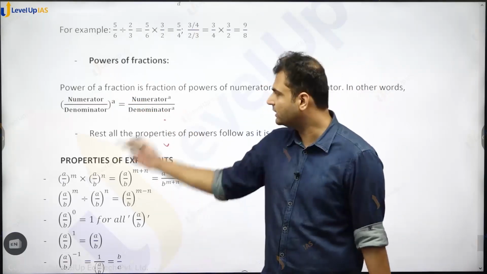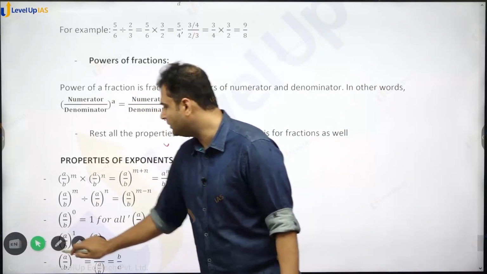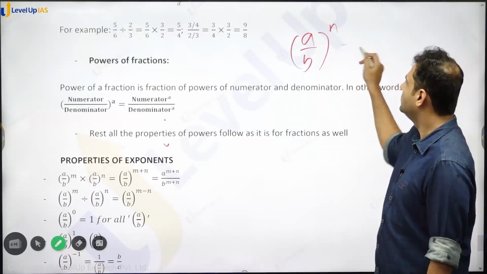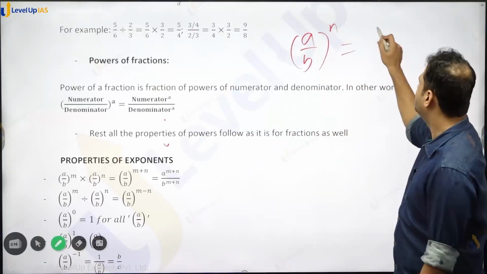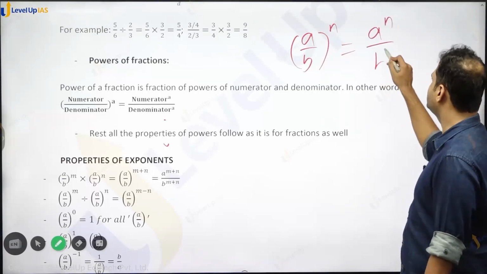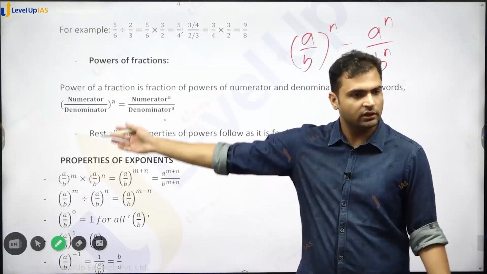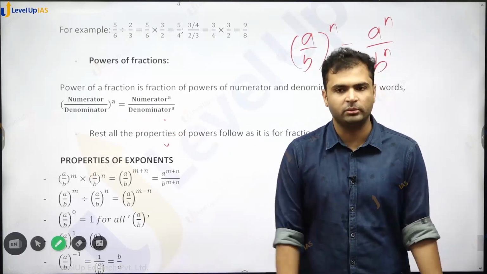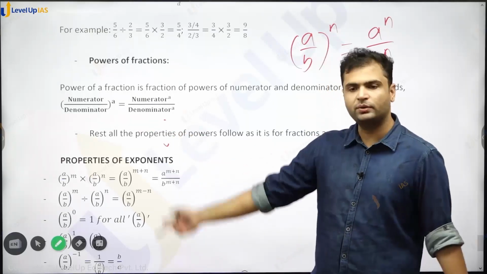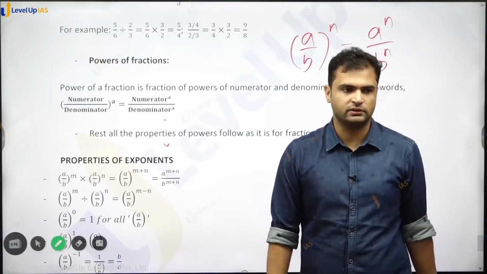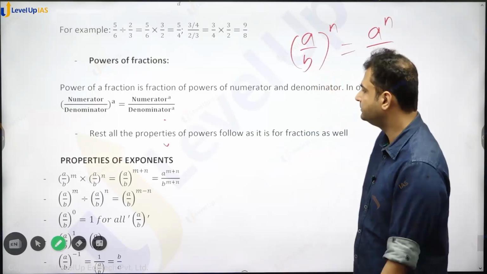Numerator by denominator raised to a. So for example, if I have any a by b raised to n, ये क्या होगा? It is nothing but a raised to n by b raised to n. That is the definition, how the power distributes between numerator and denominator. Everything else, all the properties that we have studied are same as what we have studied for integers. Exactly same.